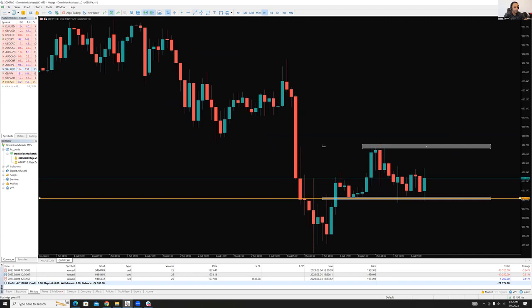But pound yen is still ranging. Still consolidating on pound yen.